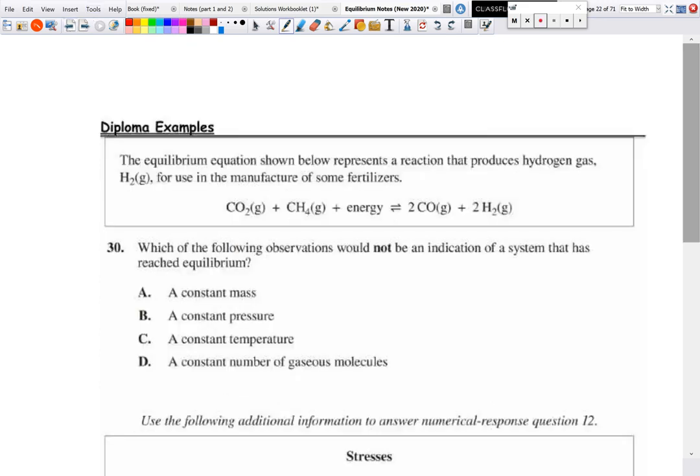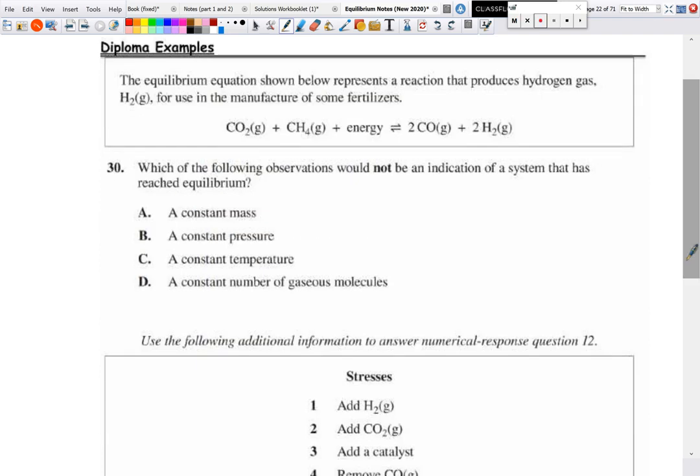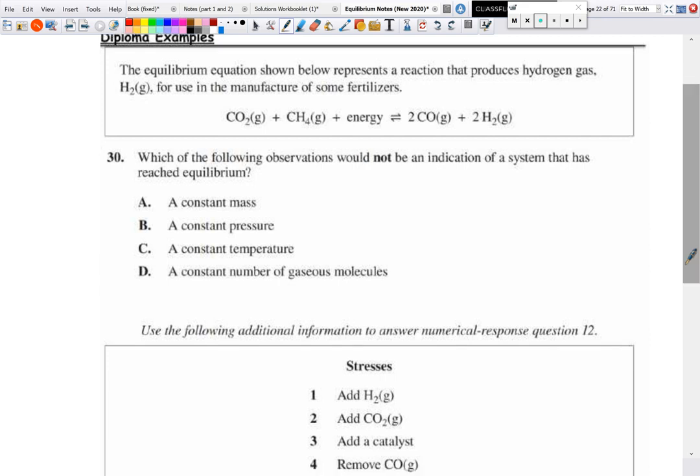So, we do have a bunch of diploma example questions on Le Chatelier's principles. The best thing is to pause the video right now and try them, and see if you can get them. I'm just going to put up the answers here now. For the first one, which of the following observations is not an indication that a system reached equilibrium? That is a constant mass. Because for equilibrium, pressure, temperature, and a constant number of gaseous molecules are all there. Mass we haven't dealt with at all.